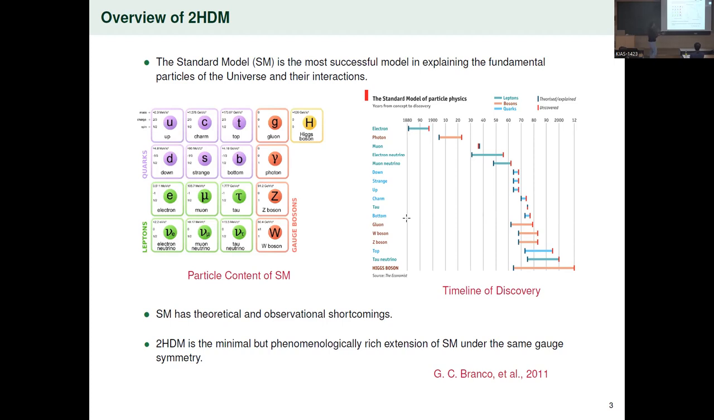The observational shortcomings are primarily from astrophysical observations. Also, there is no fundamental reason that we should have only one Higgs in the particle content. So if any other Higgs, like any charged Higgs or any neutral Higgs, is discovered, then it will give evidence of a non-minimal framework of the electroweak symmetry breaking. The two-Higgs-doublet model is a one-step extension of the Standard Model under the same gauge symmetry.